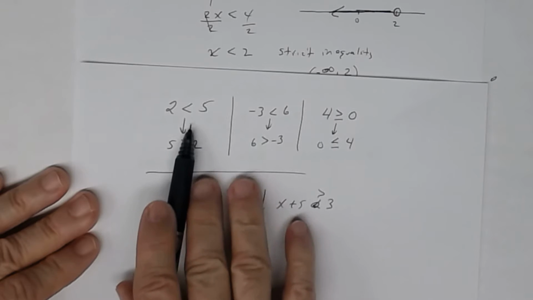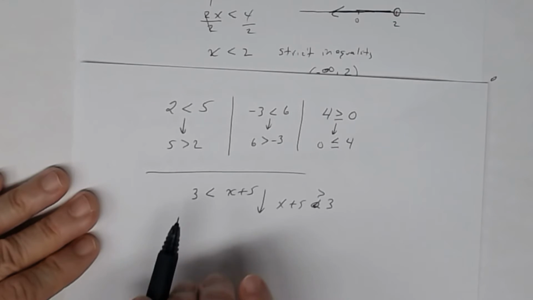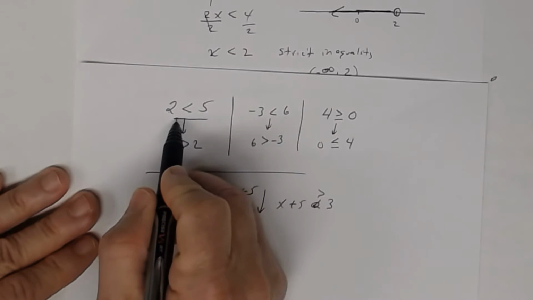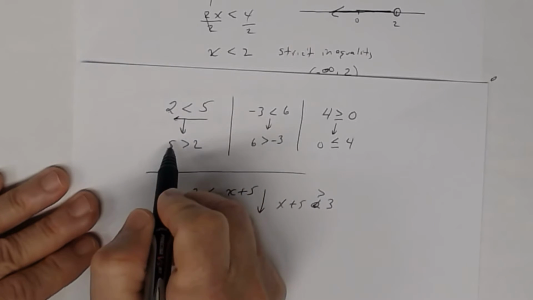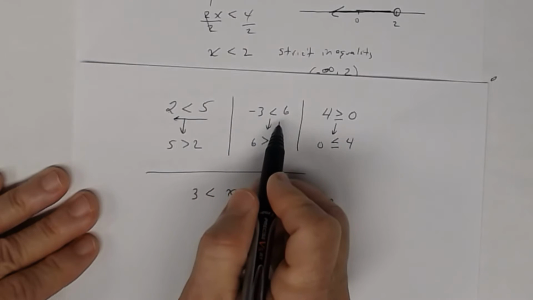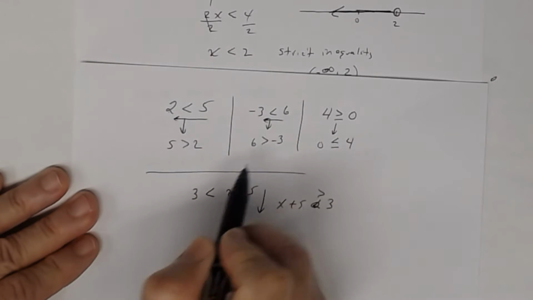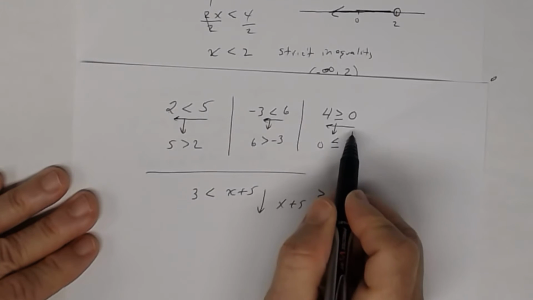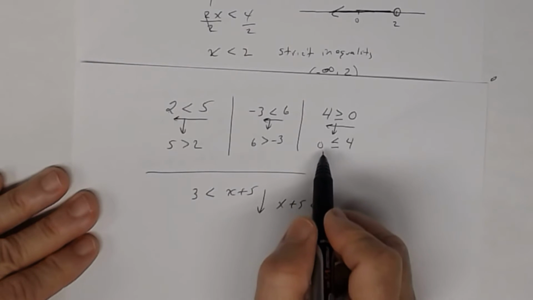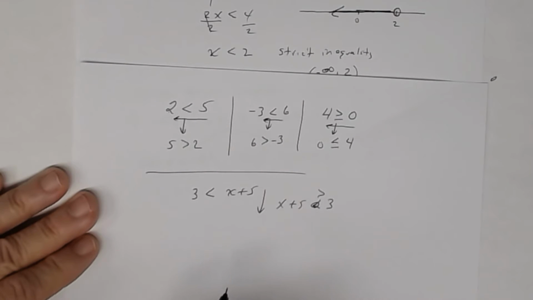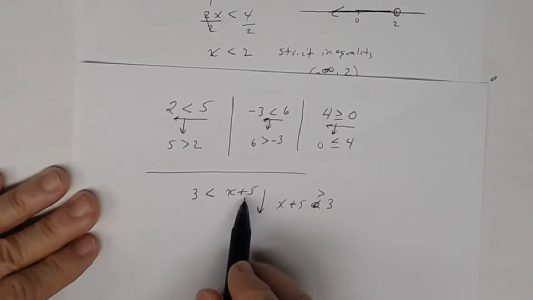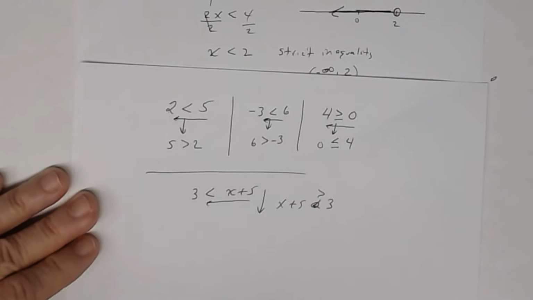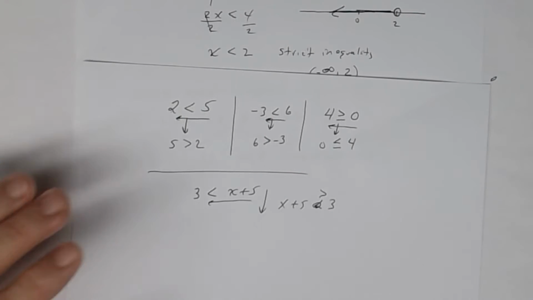So notice these symbols just reversed. Whenever you write it backwards, if 2 is less than 5, and you write it backwards, you're going to say 5 is greater than 2. If negative 3 is less than 6, and you write it backwards, you're going to say 6 is greater than negative 3. If 4 is greater than or equal to 0, and you write it the other way, in reverse order, you're going to say 0 is less than or equal to 4. If 3 is less than x plus 5, you're going to say x plus 5 is greater than 3. Okay? That's going to be important in a little while.